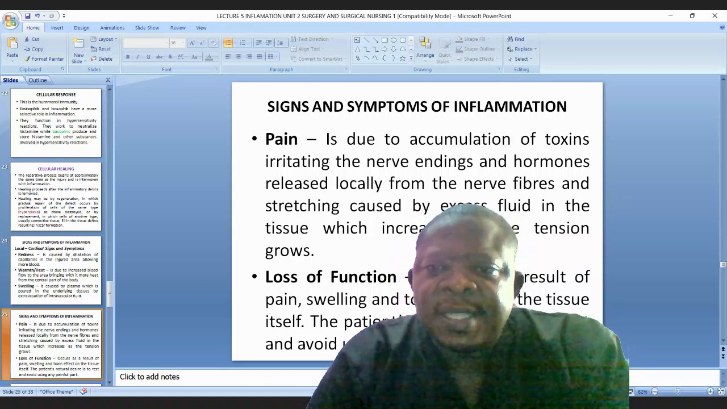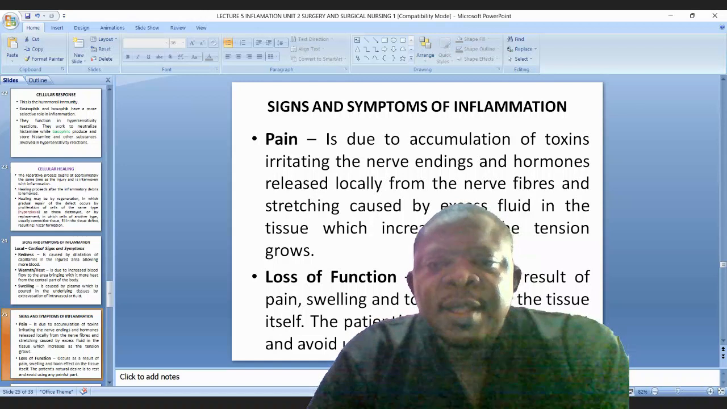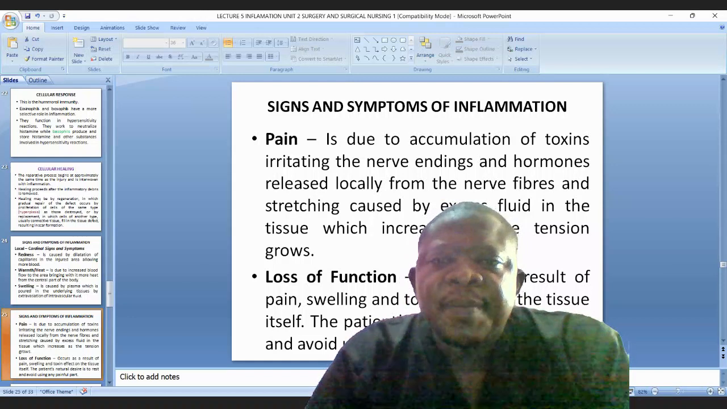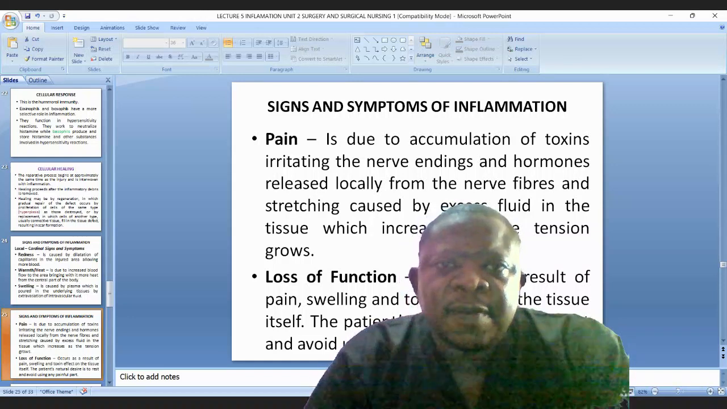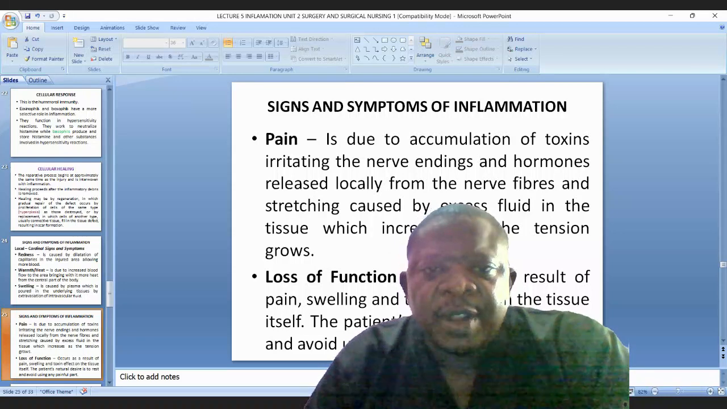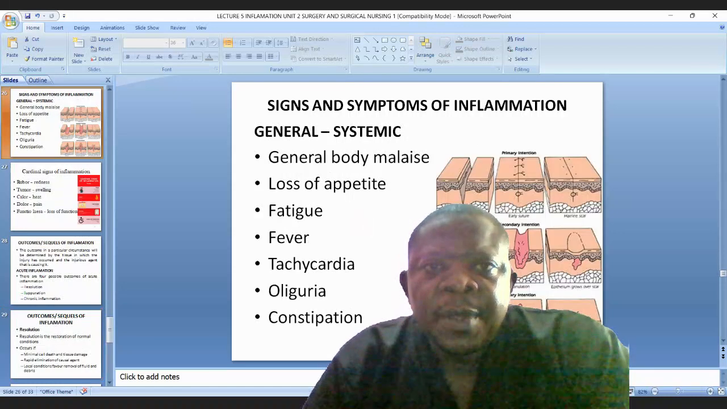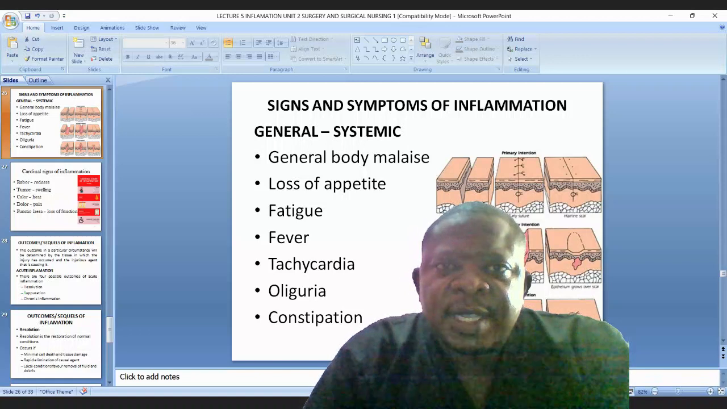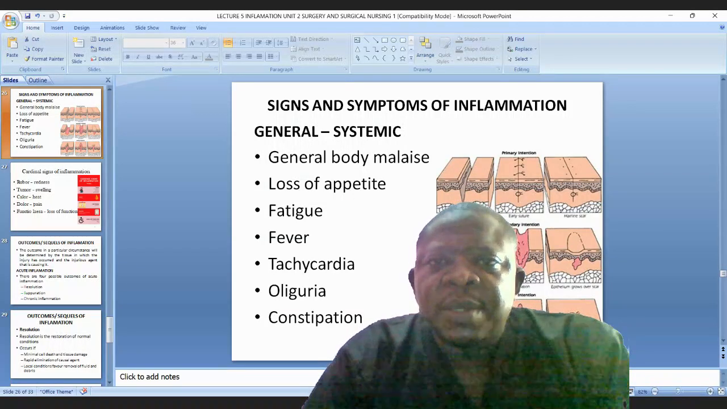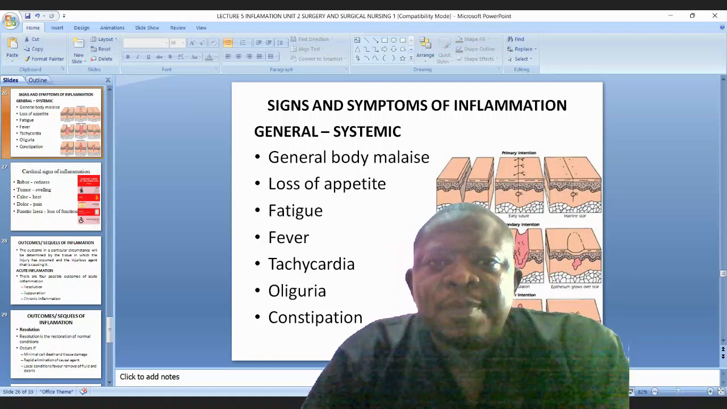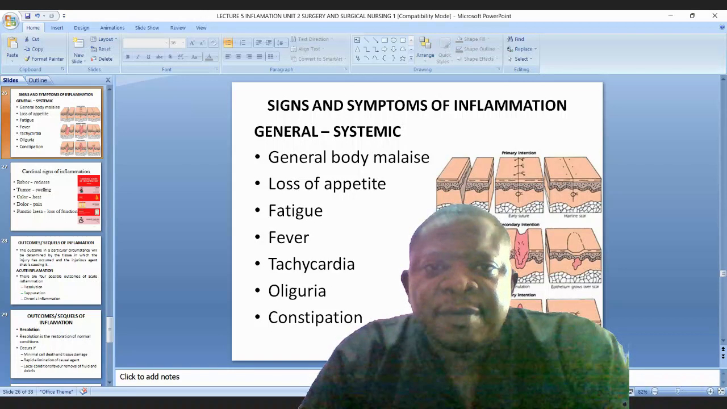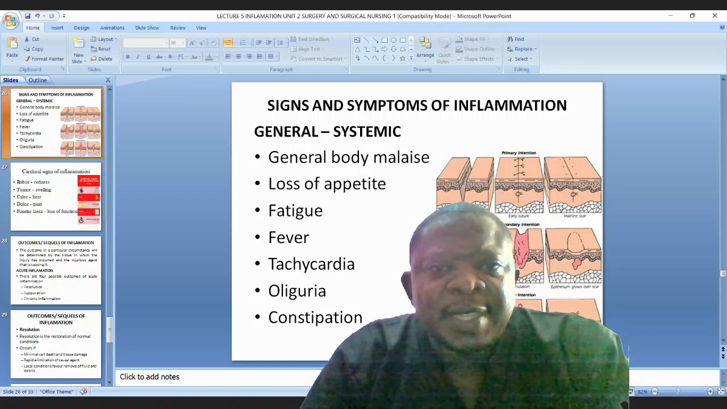So I thought of putting something like a mnemonic for us to remember the cardinal signs of inflammation. This is from the local signs and symptoms of inflammation, using the mnemonic FEEL. The cardinal signs of inflammation come from the Latin. In Latin, there's rubor, there's tumor, there's calor, there's dolor, and then there's functio laesa. So rubor is redness. This is what we saw in the local signs and symptoms of inflammation.